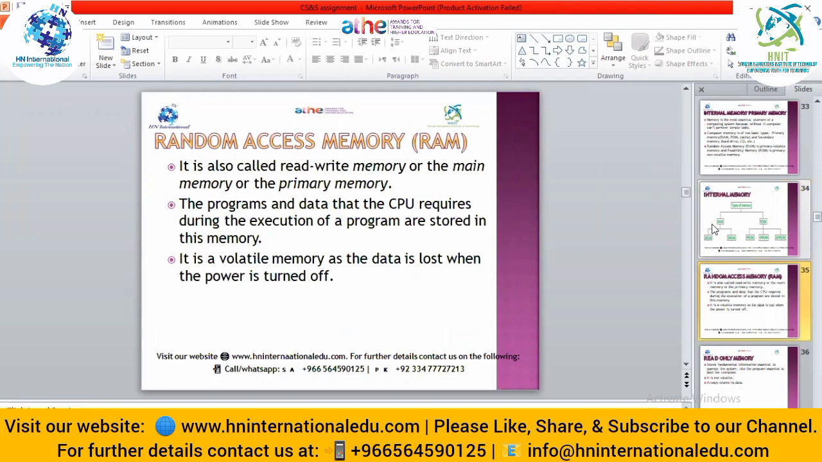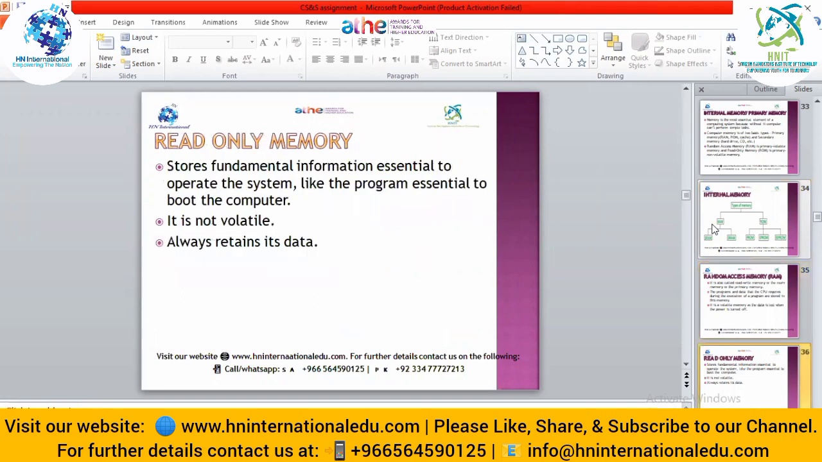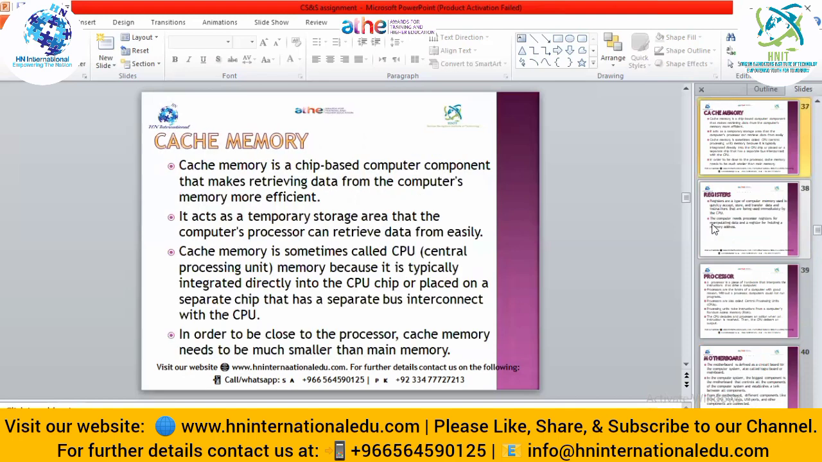It is a volatile memory, so when the electric power is cut off, the data will be erased. ROM, read-only memory, stores the fundamental information that is essential to the operating system, like how we can start or restart our computer, how to display date and time on the computer, and how we can check whether all the input devices are connected to our computer or not. It is not volatile, so we can say that ROM is non-volatile memory. It always retains the data, so we can say that it is a permanent type of memory.